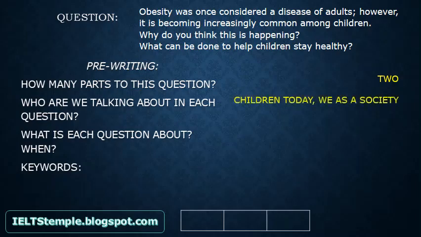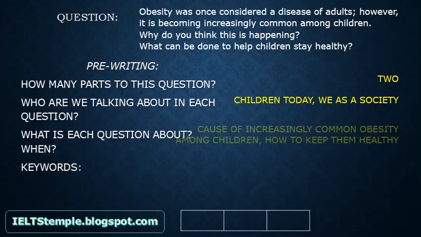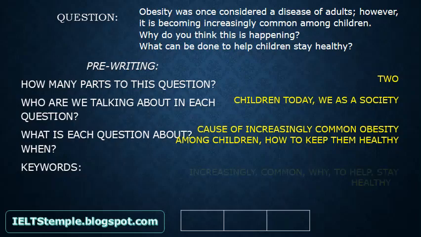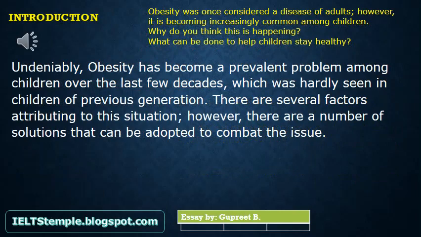Who are we talking about? Well, children today. And then in the second part, what can be done by who? By people. And then when are we talking about? Nowadays. Keywords include cause of increasingly common obesity. The first question is about the causes. The second question is about how to keep children healthy. Let's have a listen, shall we?